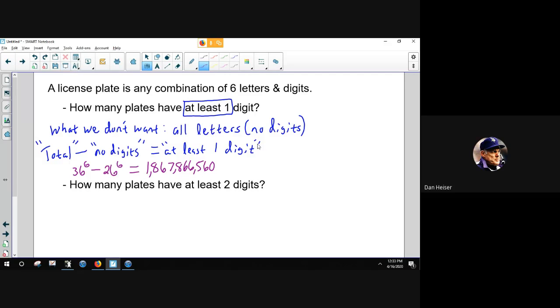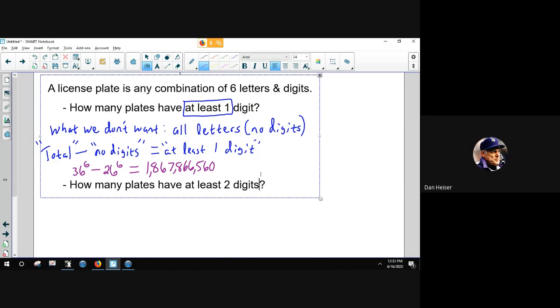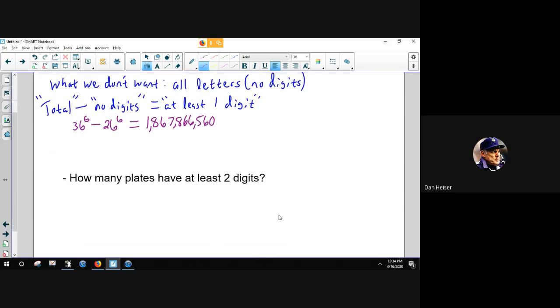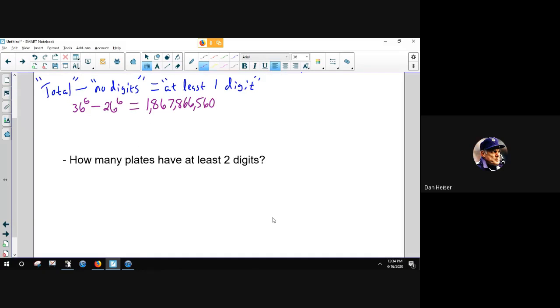Second problem is very similar. Let me slide this down a little bit here if I can, to give us a little more room. There we go. Second one is a little different, but it's pretty similar. How many plates have at least 2 digits? So we'll do a similar approach here.